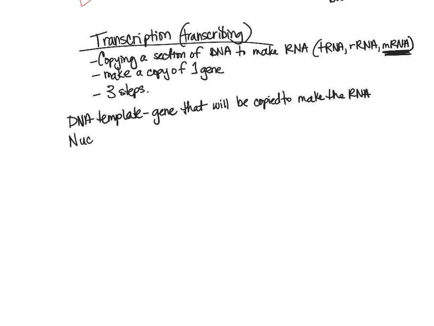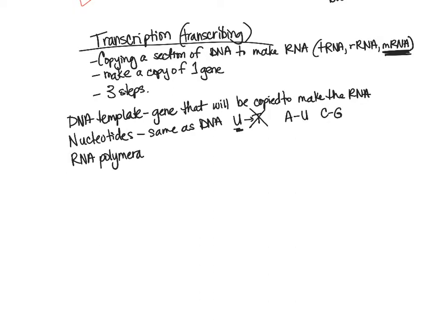We also need nucleotides. Just like before, we need free nucleotides, the same as DNA. We need these free nucleotides in order to make a copy of something, but we have U instead of T. Remember, there's no T in RNA. Instead, we have uracil. So we have the matchup between A and U, C and G. The C and G stay the same. We also need RNA polymerase.